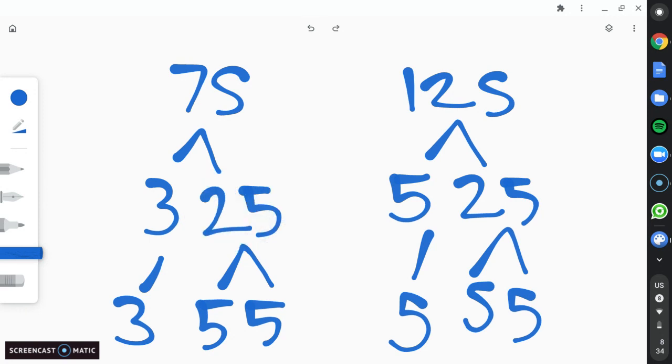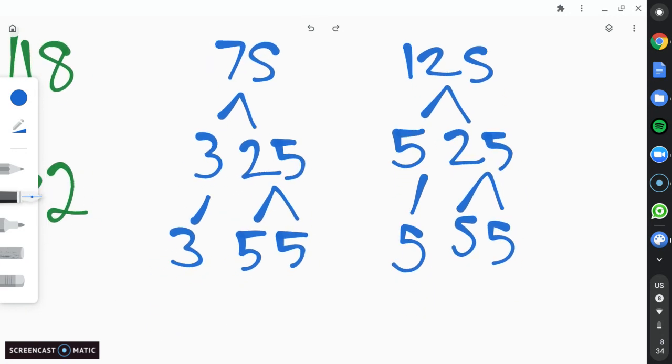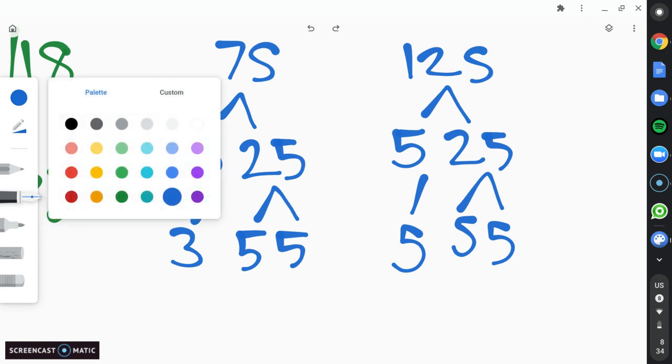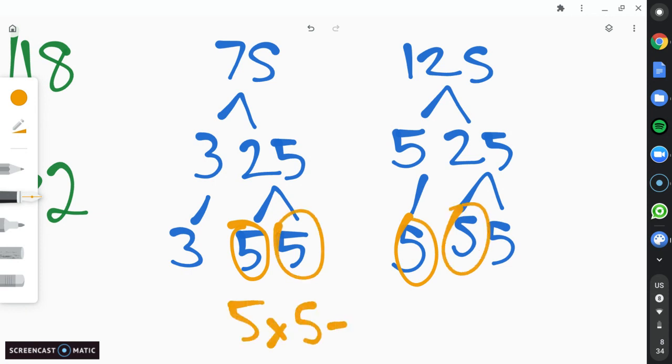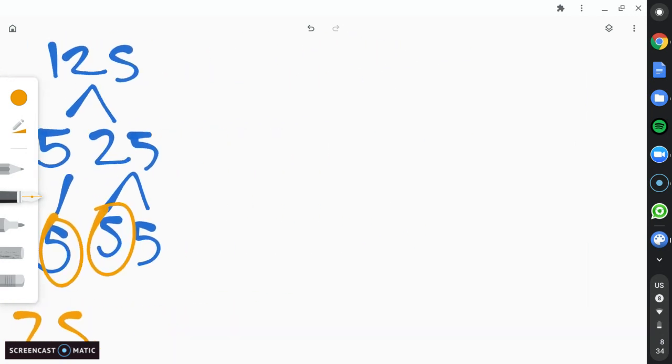All right, let's see, is this right? Yep, this is right. It's important to be really neat here because that could look like a 2 and a 5, but it's a 25. Now we're going through and circling the pairs. 5 and 5. 5 and 5. 5 times 5 equals 25. So that is our GCF here.